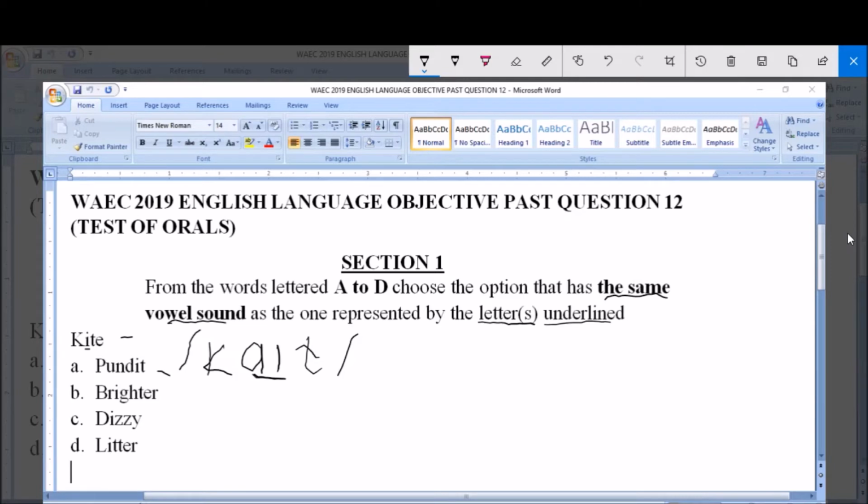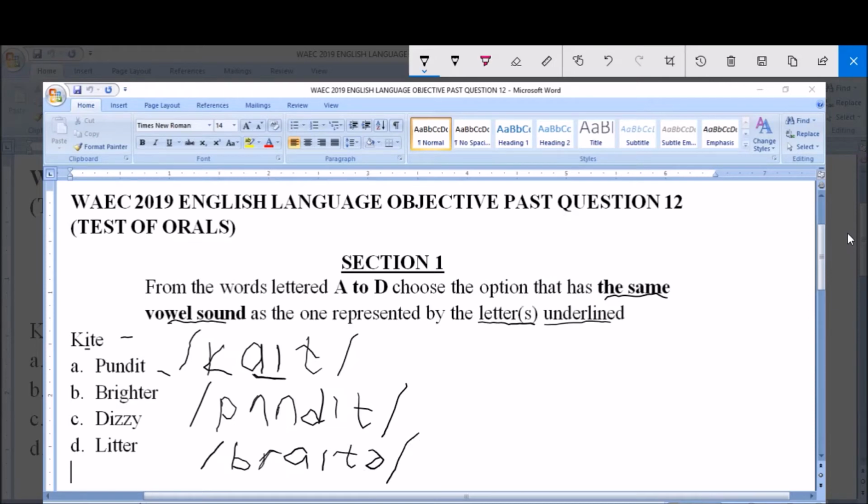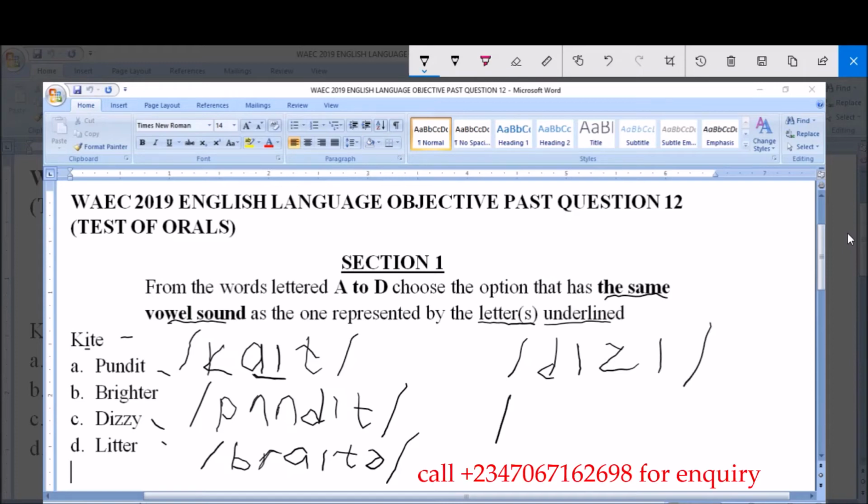So option A, which is pundi, is transcribed this way. Option B, which is brighter, is transcribed this way. Option C, which is dizzy, is transcribed this way. And option D, which is litter, is transcribed this way. Litter.